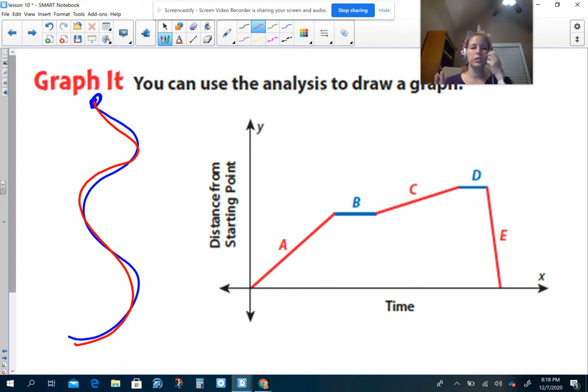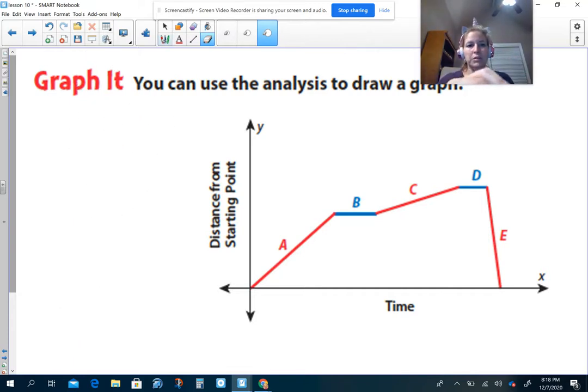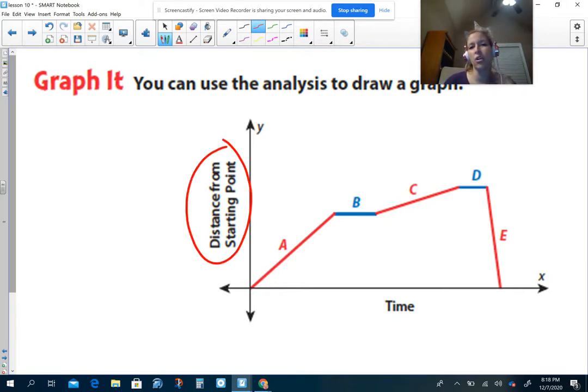So I want you to understand that when you're looking at this graph in front of you, this is not what the mountain looks like at all. It's your speed and your distance from the starting point. So here, my slope has to do with how fast I'm going. Even though we're not talking miles per hour, we're talking distance from the starting point. But let's be honest, it is miles per hour, okay? Because we're going away and we're coming back.